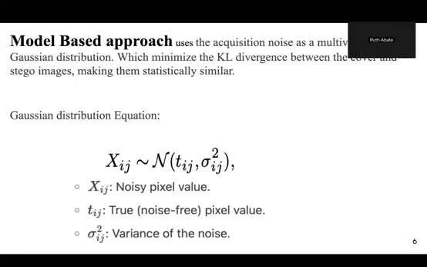So why is it important? Traditionally, steganographic methods often rely on heuristics, which can be less secure. By using a model-based approach, the author provides a stronger theoretical foundation for designing secure steganographic systems. This approach is particularly effective because it adapts to the acquisition noise and content complexity of the image. It's not just about hiding data. It's about hiding data in a way that's statistically unpredictable.